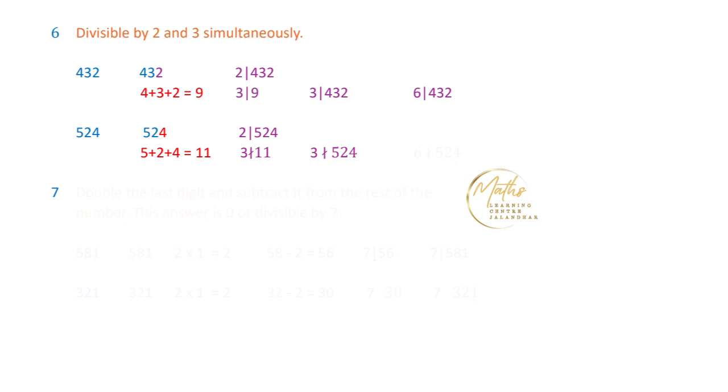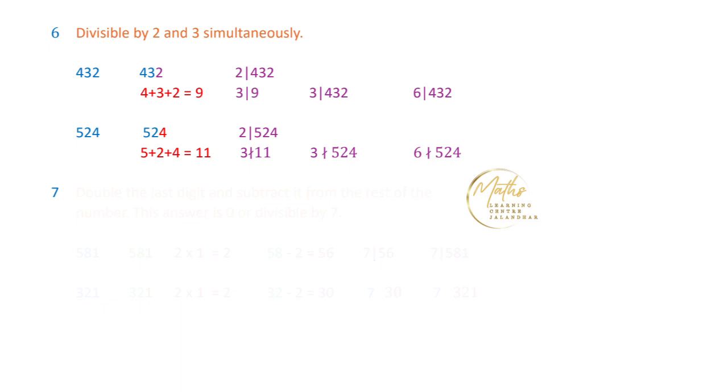So the given number 524 is divisible by 2, but it is not divisible by 3. It means this number is not divisible by 6, because for a number to be divisible by 6, it should be divisible by both 2 and 3.